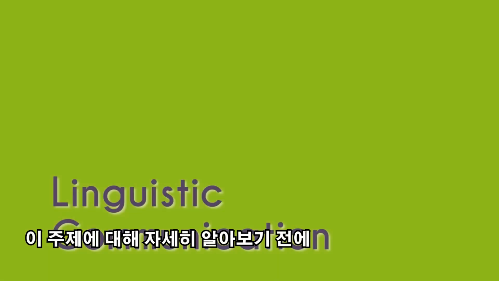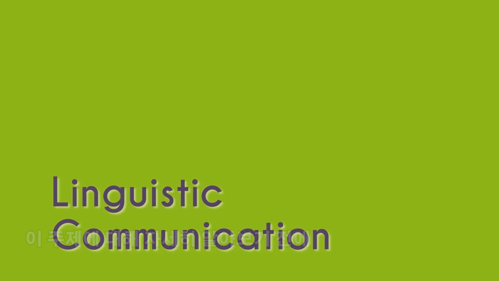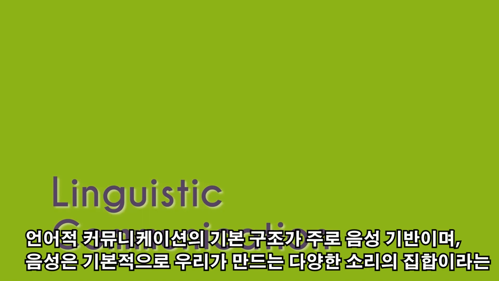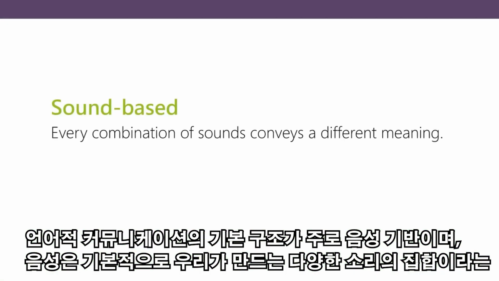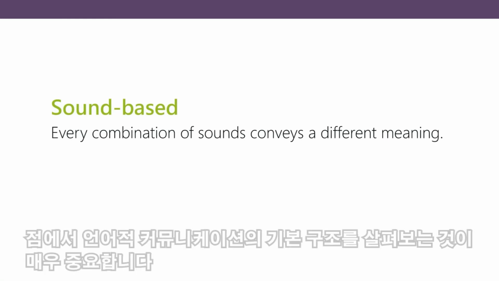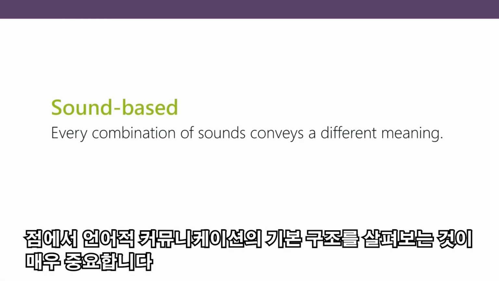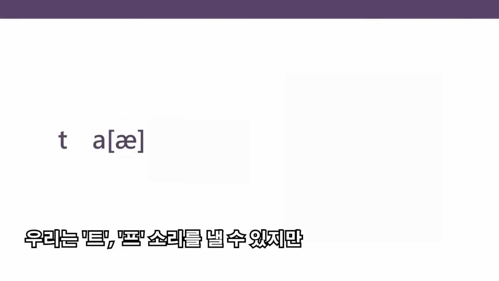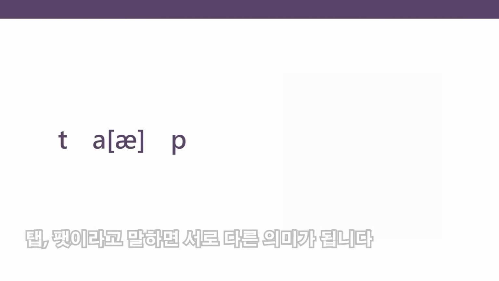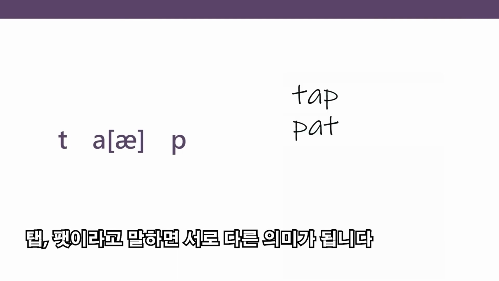Before we start to delve into this topic, it's very important to look at the fundamental structure of linguistic communication, in the sense that it is primarily speech-based, and speech is basically a bunch of different sounds that we make, and we can combine them in different ways to create different signals. So we can all make the sound t and then a and then p, but you can say tap or pat, and they would mean different things.